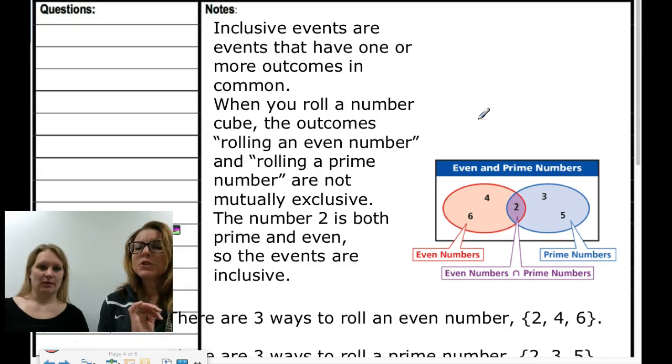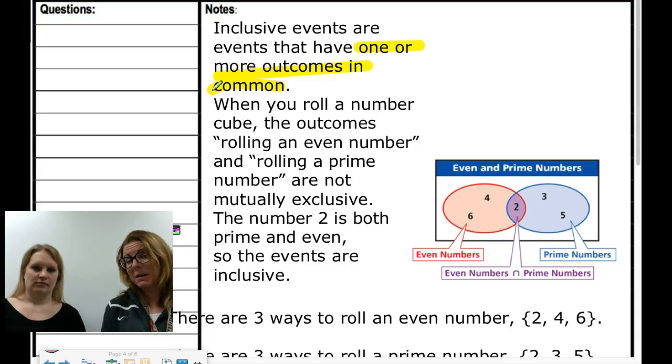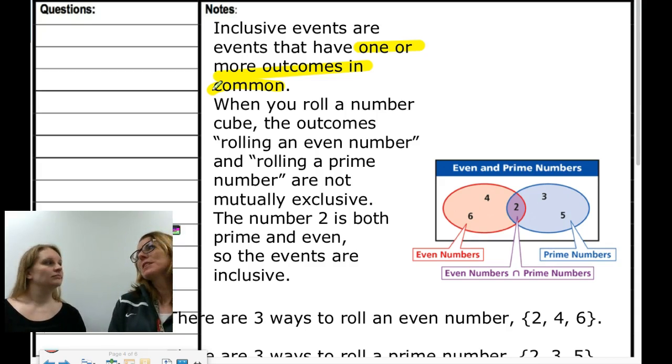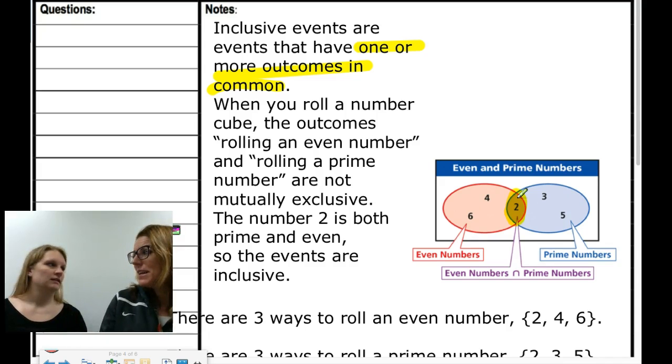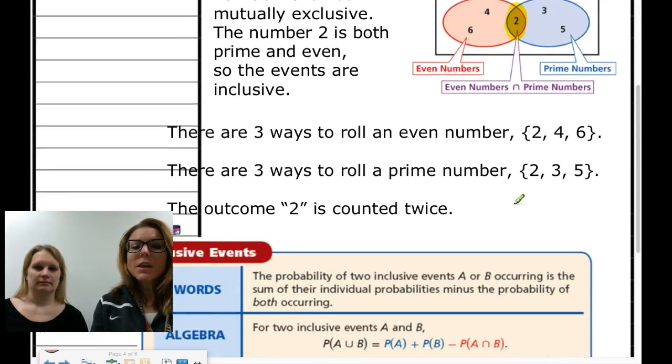Now we're switching to inclusive. Inclusive events are events that have one or more outcomes in common. So when you roll a number cube, the outcomes rolling an even number and rolling a prime number are not mutually exclusive because there are 3 even numbers on a cube: 2, 4, and 6. The number 2 is both prime and even. It's in the even set and it's also a prime number. So the events are mutually inclusive.